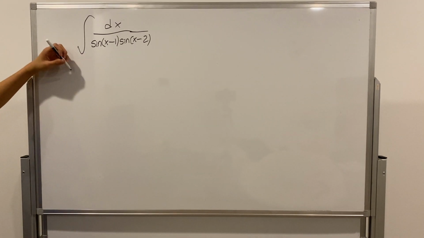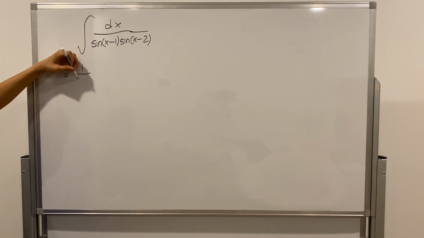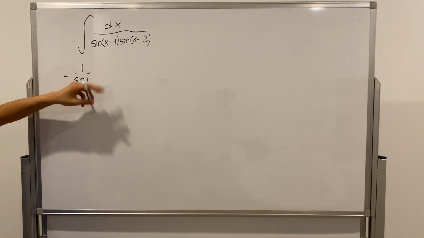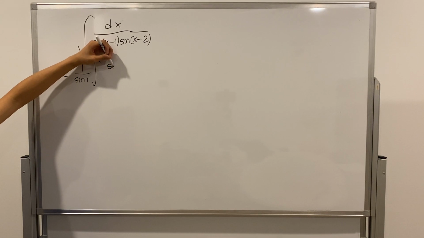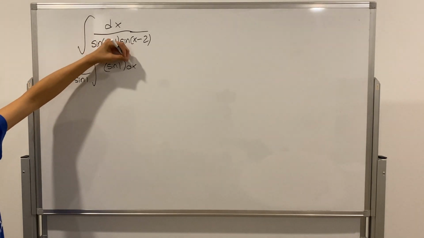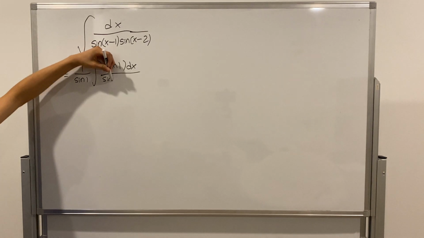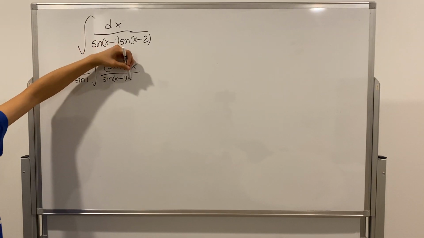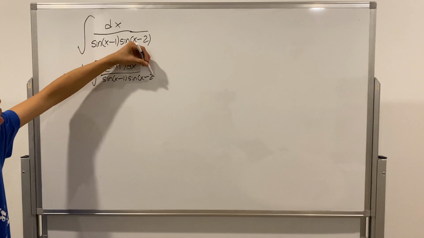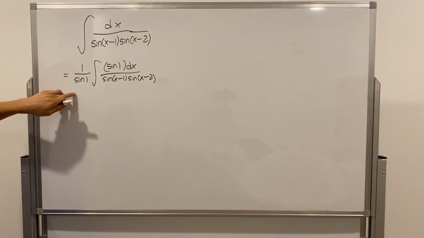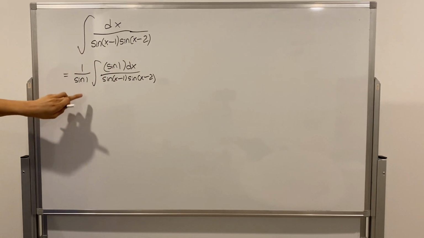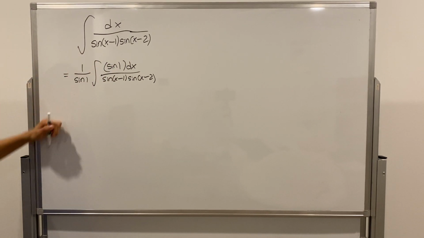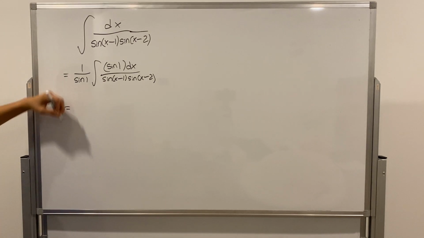We can do an algebraic manipulation to start off with. We can multiply this integral by sine of 1 over sine of 1. So we now have sine of 1 over sine of 1 times dx over sine of x minus 1 sine of x minus 2. This is a perfectly valid mathematical operation because we can just bring this sine 1 out here, so that becomes sine 1 over sine 1. That's just 1, it cancels, so it's fine.